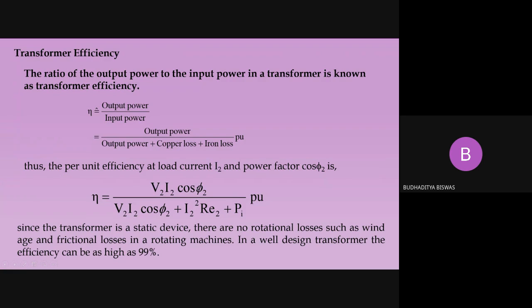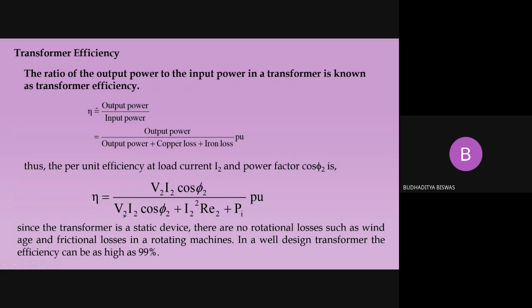What is V2 I2 cos phi2? It is nothing but the output power, because the load voltage is V2, the load current is I2, and the power factor between I2 and V2 is cos phi2. The DC power formula is only V2 into I2, the multiplication of voltage and current. But for AC power, the formula is not only VI but also VI cos phi. So the output power for the transformer secondary is V2 I2 cos phi2, and the input power equals output plus losses.